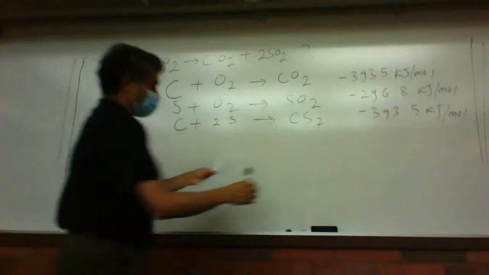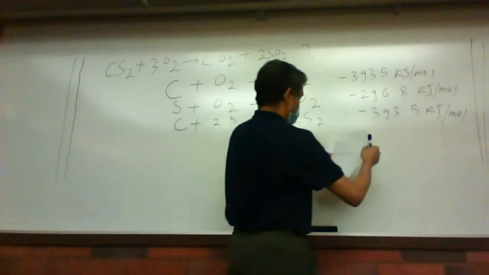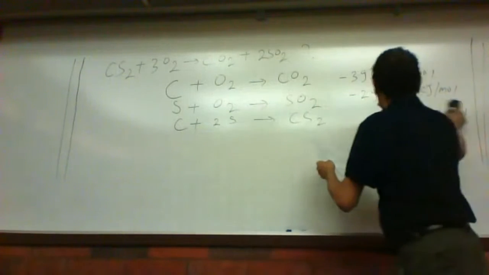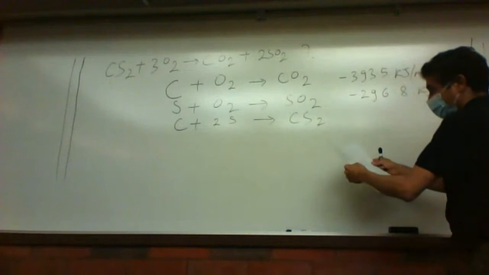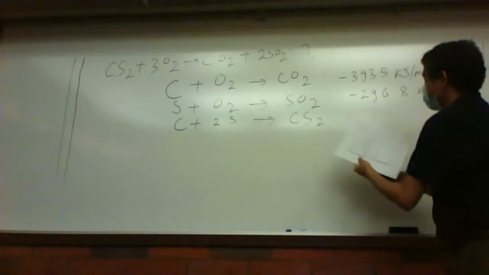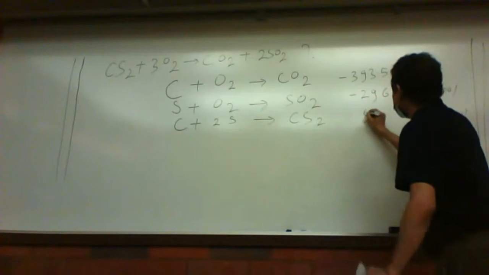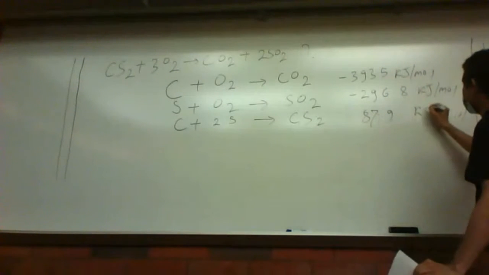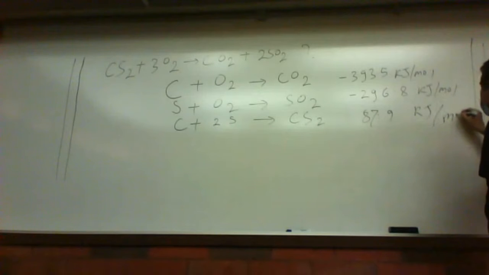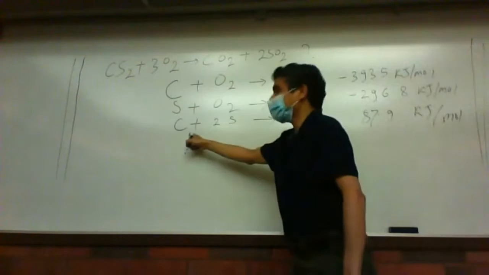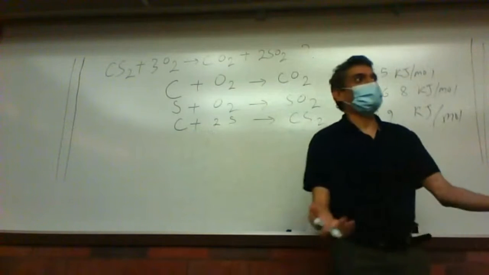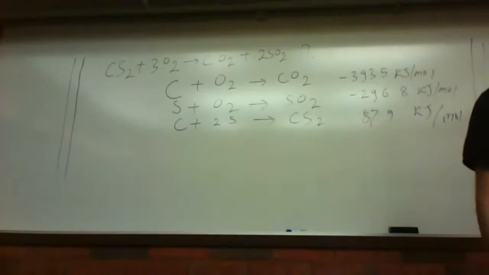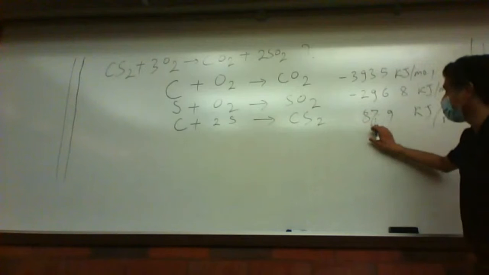And if I burn carbon with the sulfur, carbon disulfide is, sorry, this is not the one. How much is carbon disulfide here? Carbon disulfide is plus 87.9 kilojoule per mole. If I want to react carbon with sulfur, it doesn't happen by itself. We need to burn fuel from outside and give a lot of heat to it. So this is an endothermic reaction.